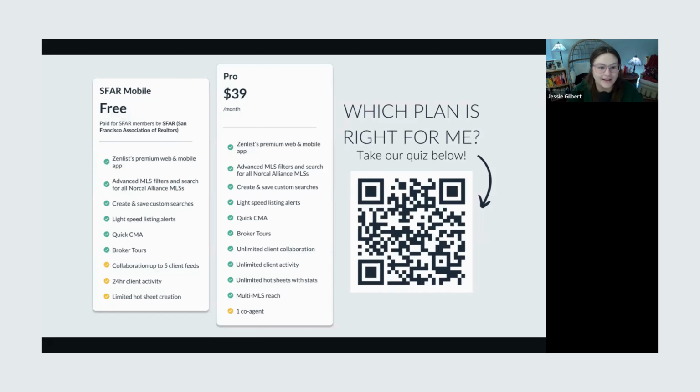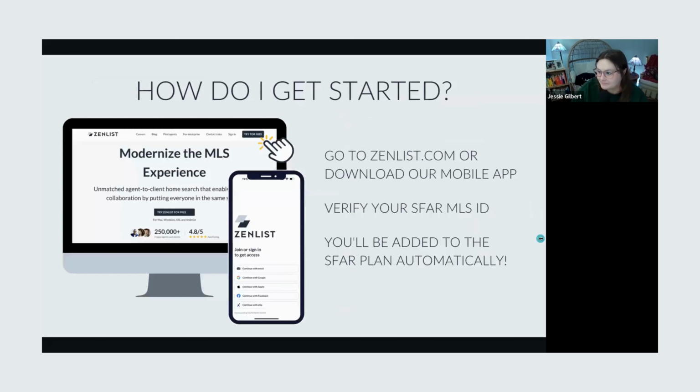Broker tours, you've got included at no cost. All of that is graciously covered for you by SFAR. So great benefit. And then as Hud said, you can get started. You can either go through your dashboard. You can also go directly to zenlist.com if that's easier for you. Download our mobile app. If you're not in front of your computer right now, you'll just search Zenlist. It's available in the App Store, the Google Play Store.